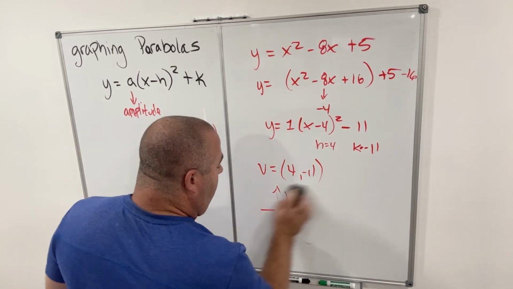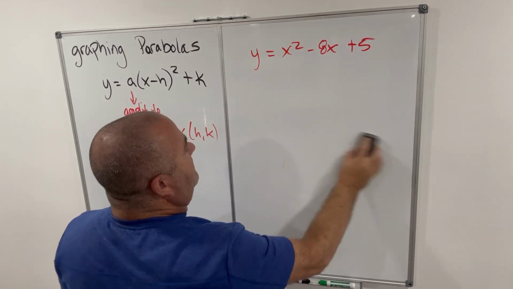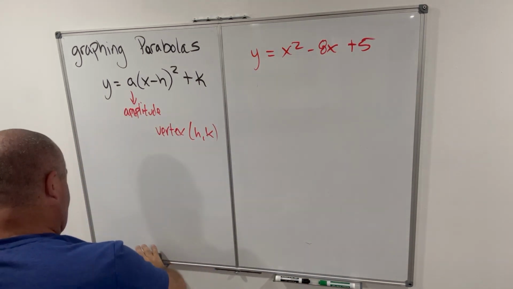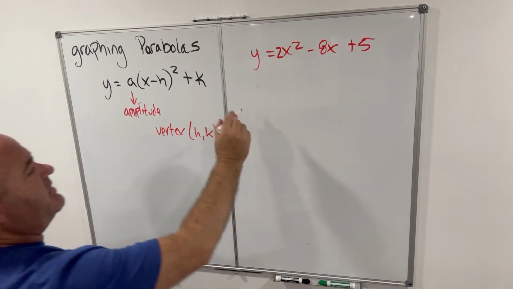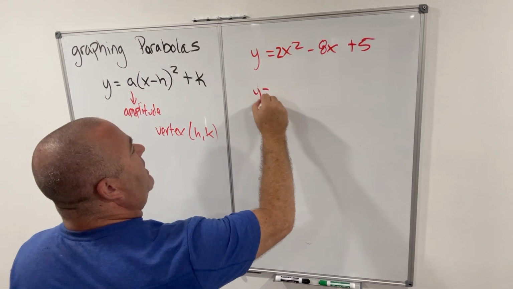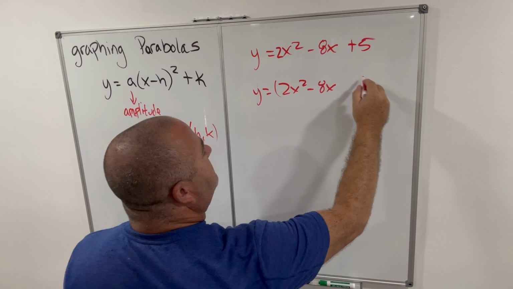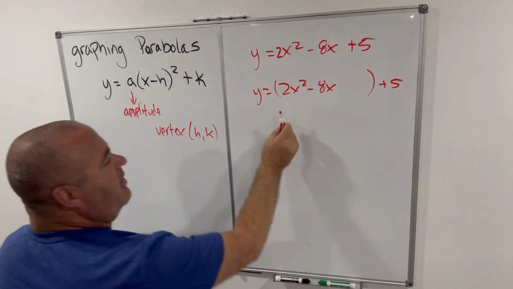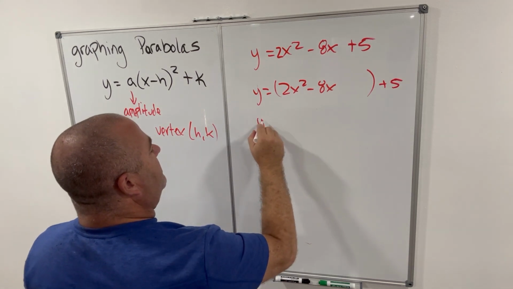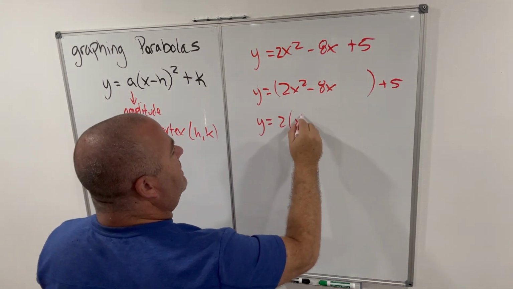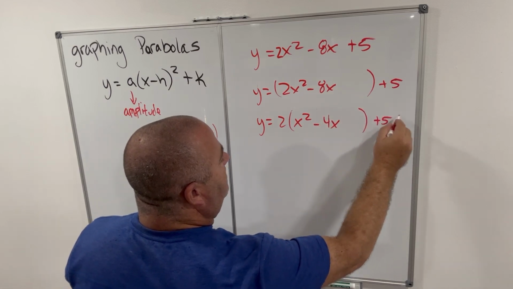Now, if we want to make this a little more complicated, let's put a 2 out here. Okay, so let's rewrite this now as y equals, let's add our parentheses, 2x squared minus 8x plus 5. Now, in order to complete the square, we need a 1 to be out here. So we're going to factor a 2 out of this. So y equals 2 times x squared minus 4x plus 5.